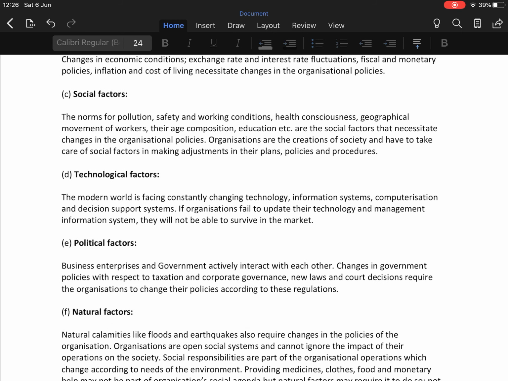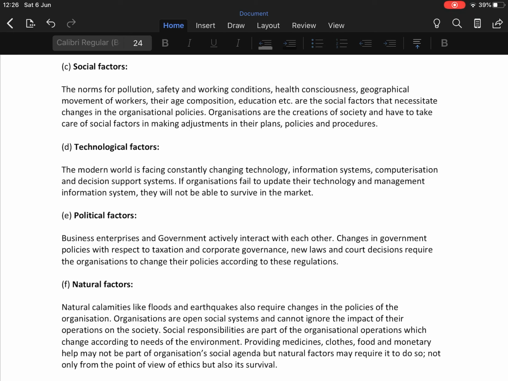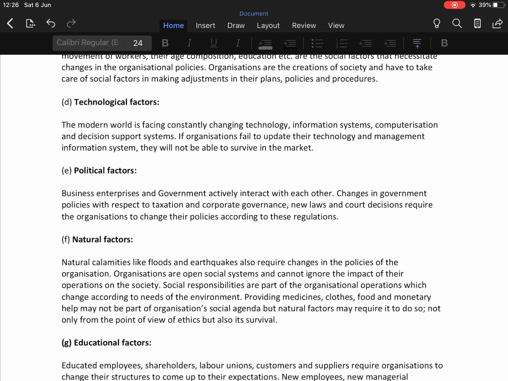Then come technological factors. The modern world is facing constantly changing technology, information systems, computerization, and decision support systems. If an organization fails to update its technology and management, it will not be able to survive in the market. So these technological factors necessitate organizations to change their technology too. Then come political factors. Business enterprise and government activity interact with each other. Changes in government policies with respect to taxation, corporate governance, new laws, and court decisions require the organization to change its policies according to these regulations.